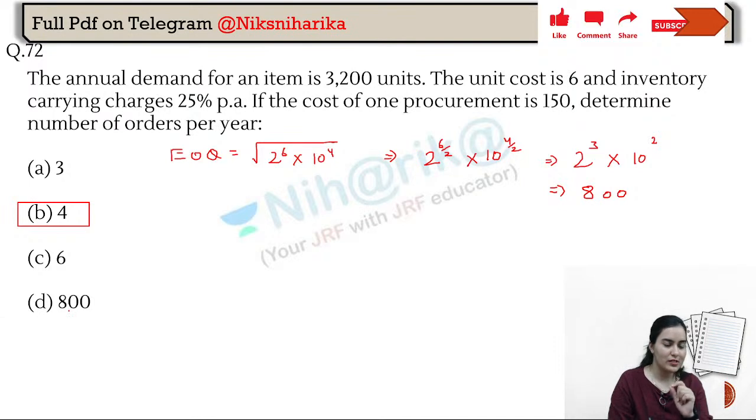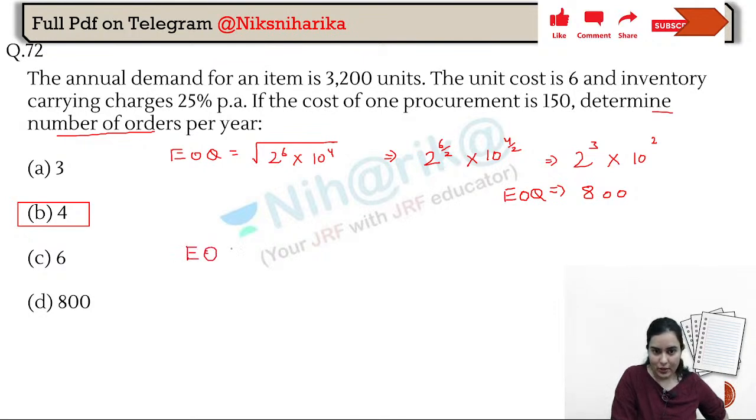NTA is very smart, very easy numbers they have given, and you easily got trapped and ticked 800. But here what they are asking is the number of orders. They are not asking the EOQ, that is economic order quantity. They are asking the number of orders. So please see that.